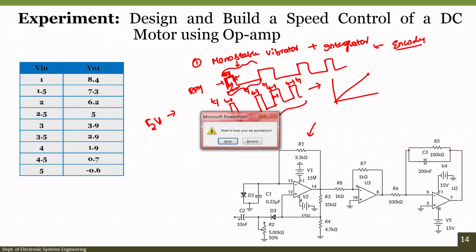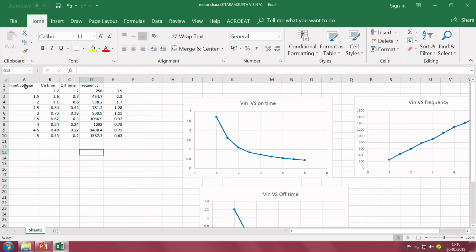What I mean to say is that, for different input voltages, we have observed the on time as well as the off time from 1 volt to 5 volts with a step of 0.5. One thing is clear: when we are operating at 1 volt, the on time is 2.7 milliseconds and the off time is 1.2 milliseconds. So, put together 3.9 milliseconds, and the frequency is 256 hertz, which corresponds to what we also saw in our previous recording experiment.